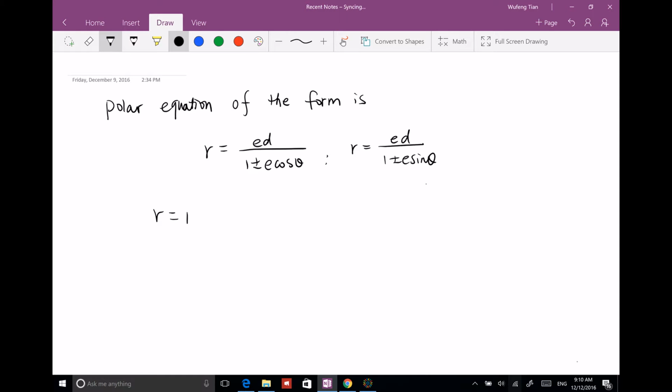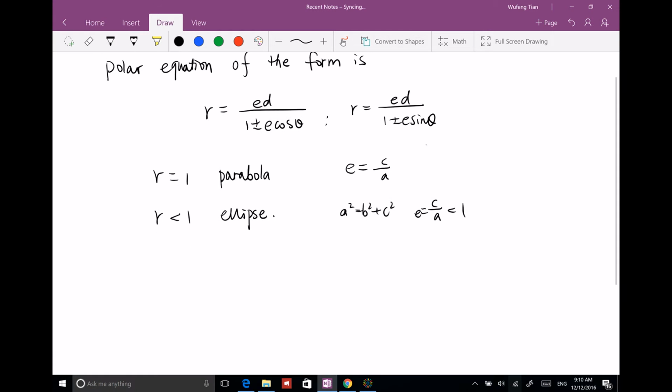If e equals 1, it is a parabola, you know that. And e equals c over a. If e is less than 1, it is an ellipse, because a squared equals b squared plus c squared, so c over a must be less than 1. That's for sure.